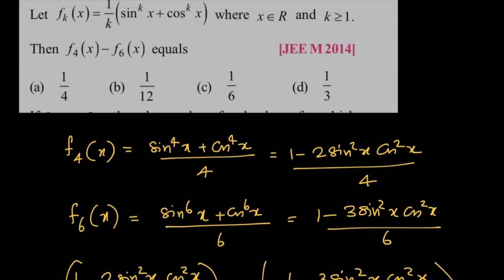So it is very crucial that you remember this formula. I mean, you know this formula. Sine power 4x plus cos power 4x is 1 minus 2 sine squared x cos squared x. And sine power 6x plus cos power 6x is 1 minus 3 sine squared x cos squared x. Alright. Anyway, during an exam, there is an easier way to do this.